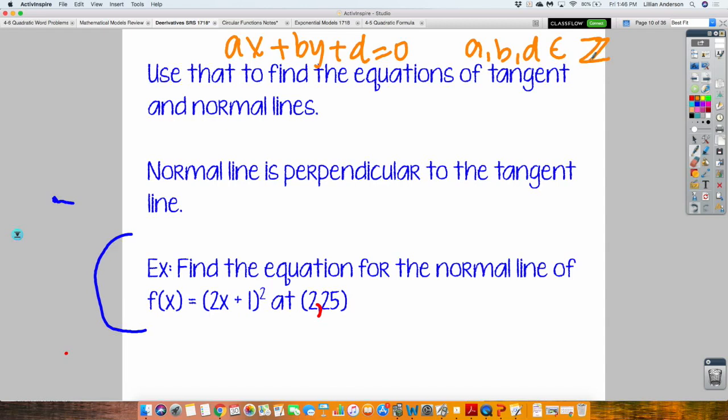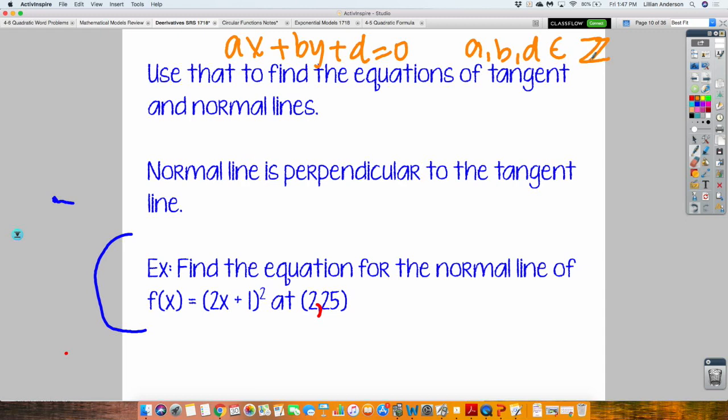We are going to do an example, and I'll write the line in all three forms so that we can get the practice and remember how to write equations of lines. Again, you use the derivative and plug in that x value to help you write equations of tangent lines and normal lines. Remember, the normal line is perpendicular to the tangent line.